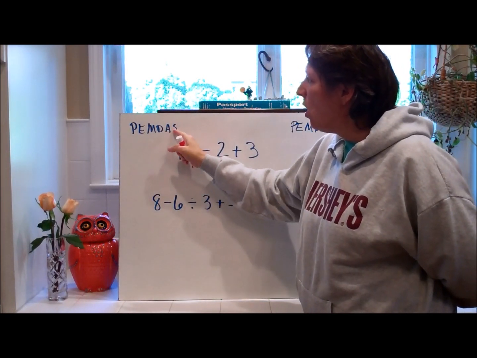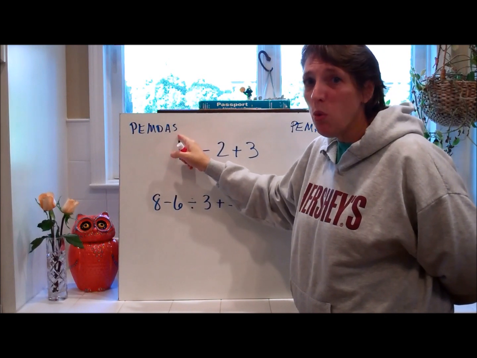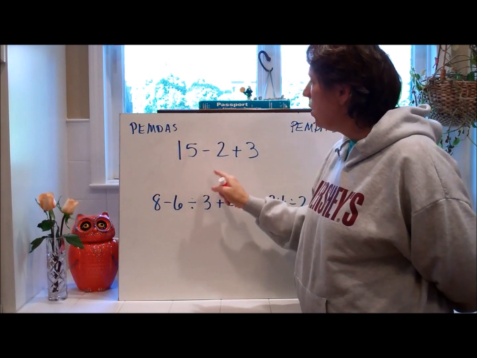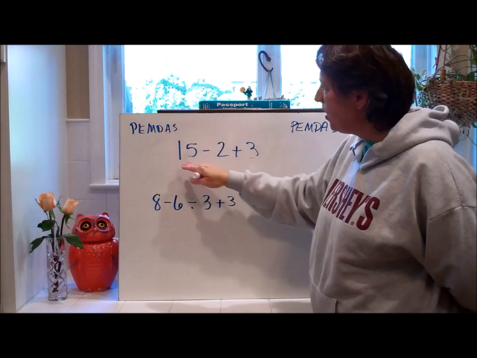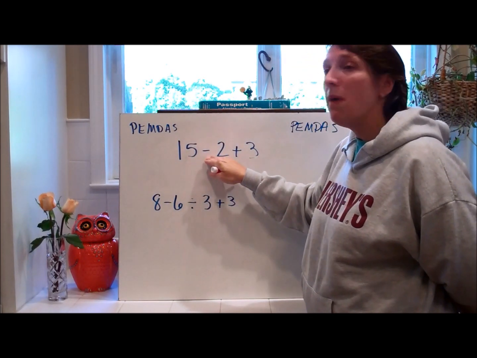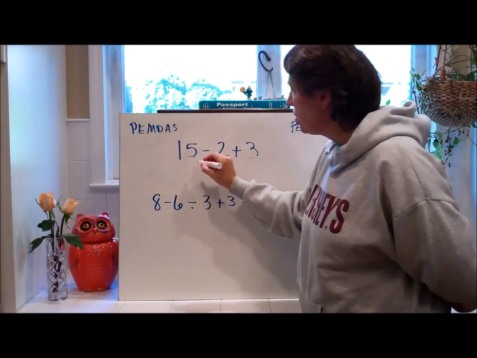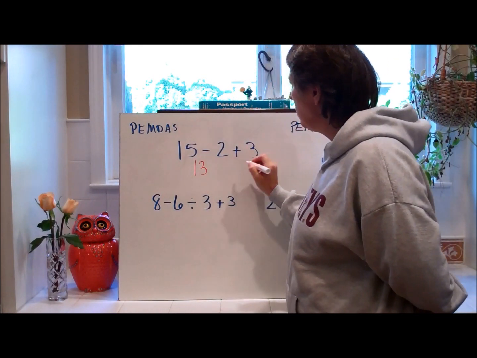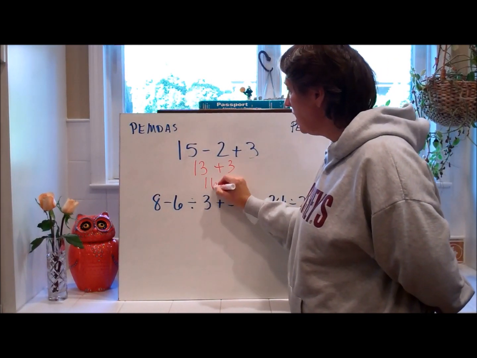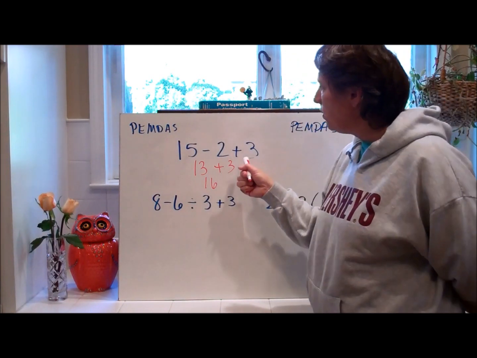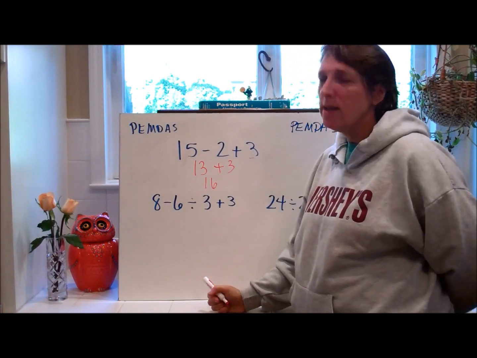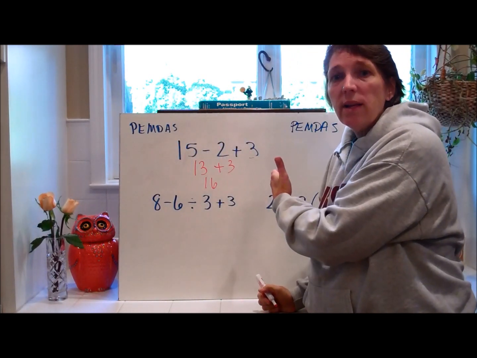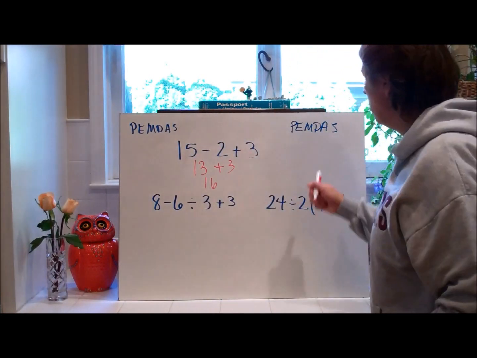Addition and subtraction are inverse. Neither one is more important than the other. So we don't go 2 plus 3. We go left to right. Which one comes first? 15 minus 2, which is 13, and 13 plus 3 is 16. If you did 2 plus 3, you would get 5, and 15 minus 5 is 10. That would be incorrect. Left to right. That's called a rule, the left to right rule.